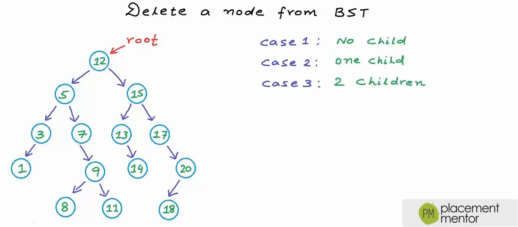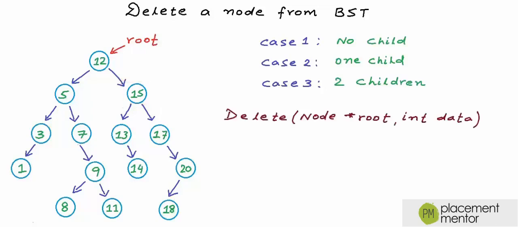Okay, coming back. When I'm trying to delete this node, my intent basically is to remove this value 15 from the tree. My delete function will have signature something like this. It will take pointer or reference to the root node and value to be deleted as argument. So here I'm deleting this particular node because I want to remove 15 from the tree.